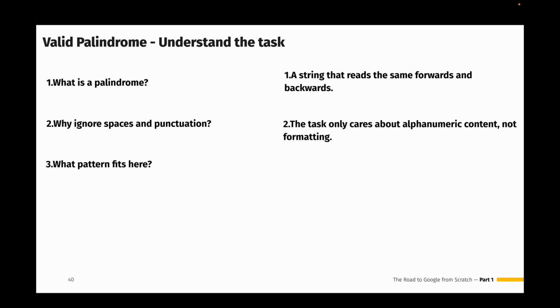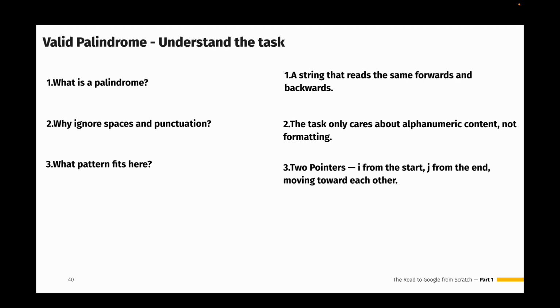So what is a palindrome? Yes, the most important thing to understand. A palindrome is a string that reads the same forward and backward. Why ignore spaces and punctuation? The task only cares about alphanumeric content and not formatting. And because of that, we need to ignore spaces and punctuation.